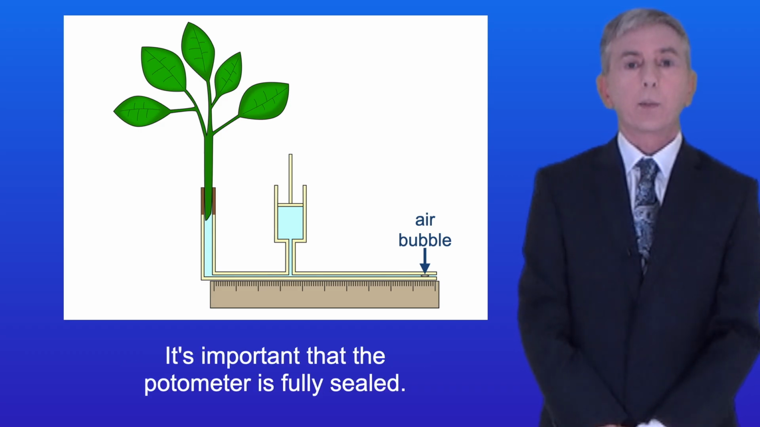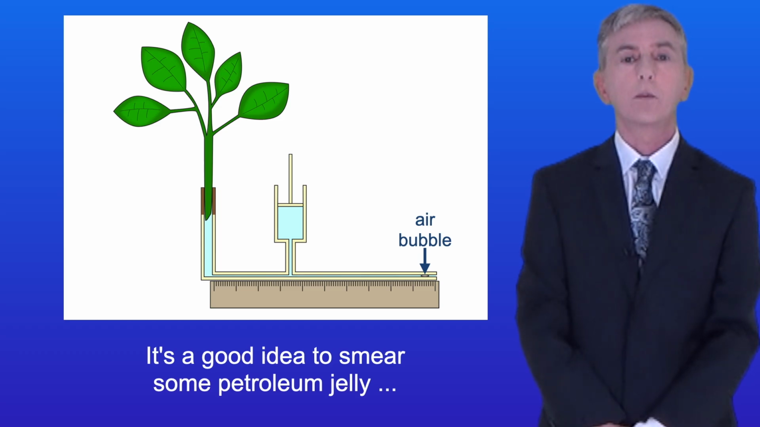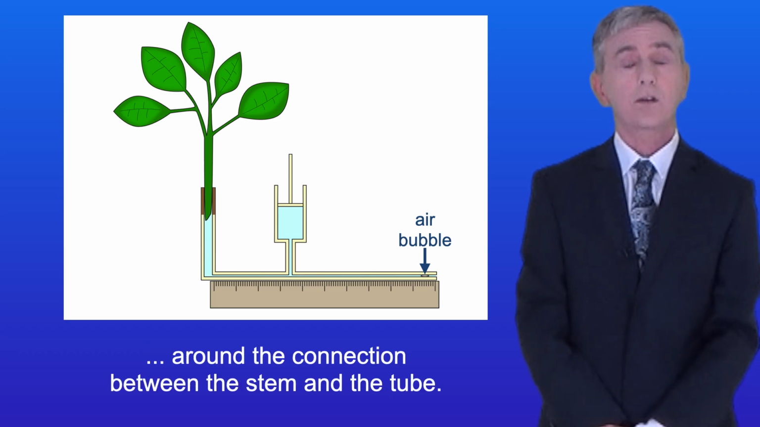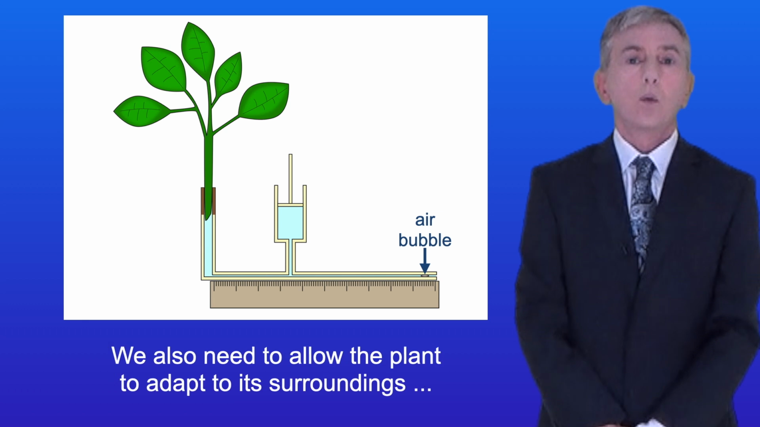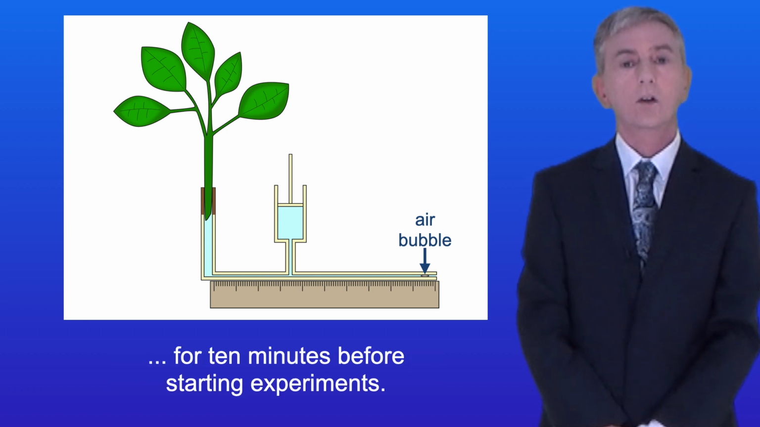Now it's important that the potometer is fully sealed, so it's a good idea to smear some petroleum jelly around the connection between the stem and the tube. We also need to allow the plant to adapt to its surroundings for 10 minutes before starting experiments.